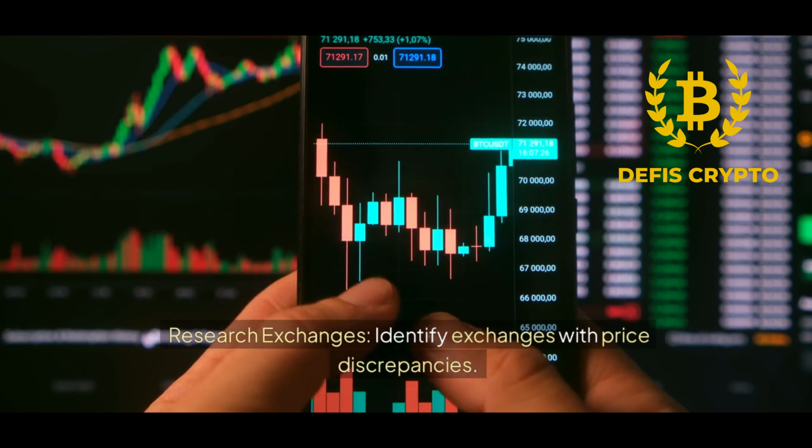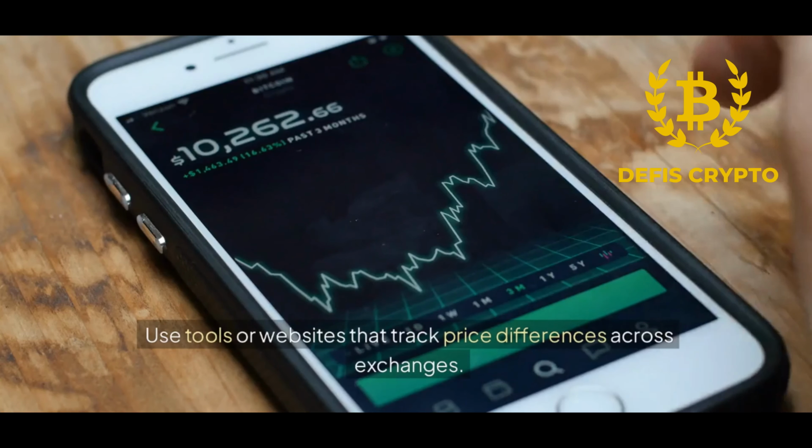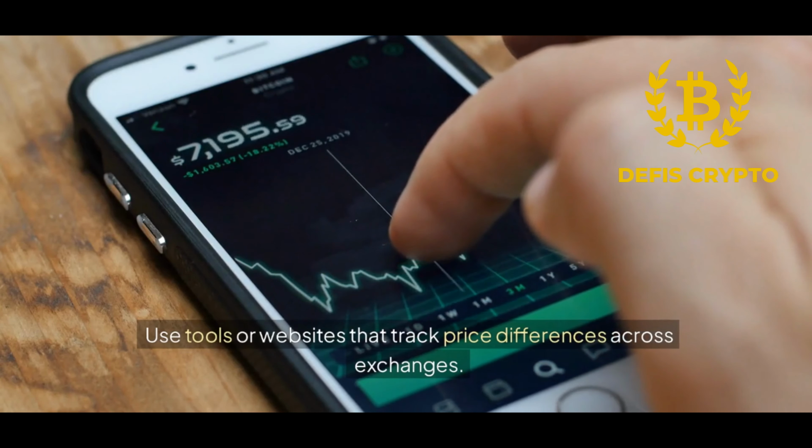Research exchanges. Identify exchanges with price discrepancies. Use tools or websites that track price differences across exchanges.